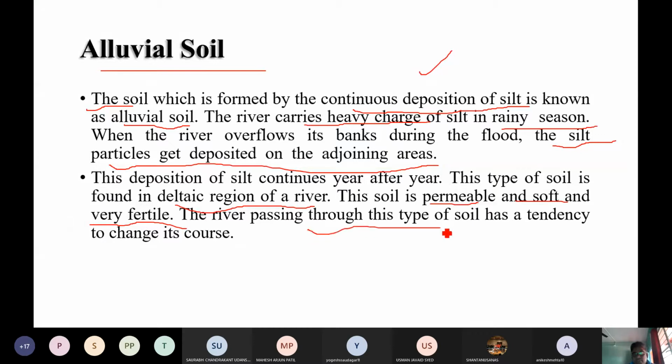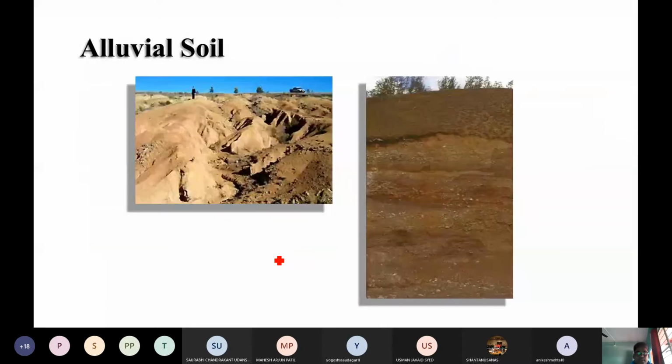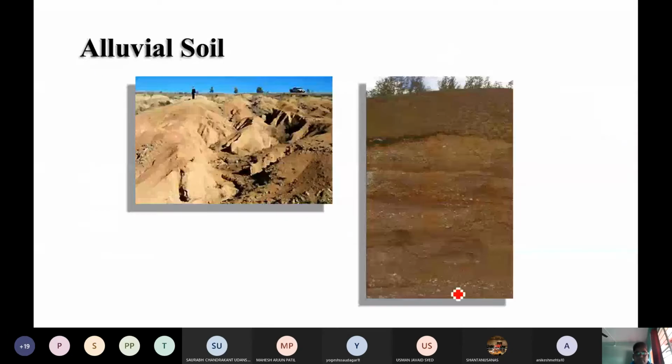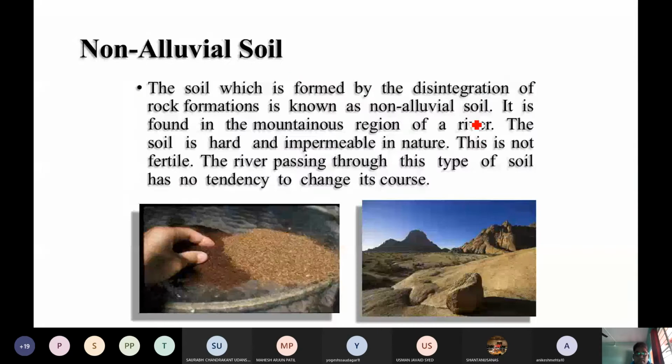The river passing through this type of soil has a tendency to change its course, which means there will be chances of the river meandering problem, particularly in alluvial soil. See the photographs of this alluvial soil. This is the photograph of the alluvial soil. So the continuous deposition of silt, the resulting soil obtained, we call alluvial soil.